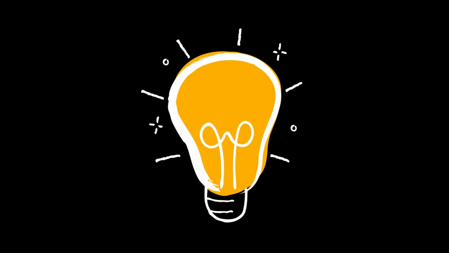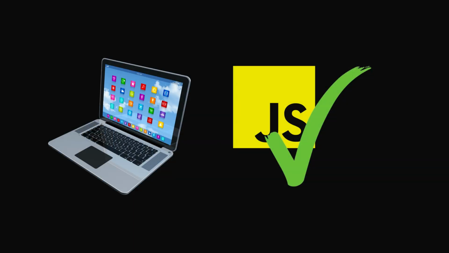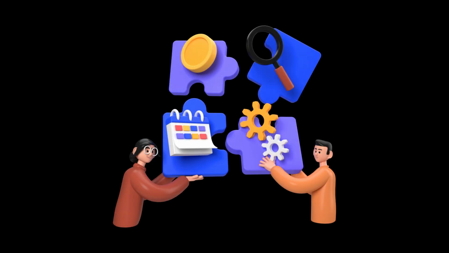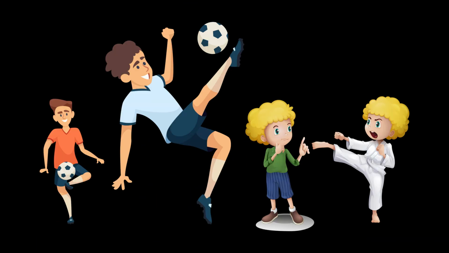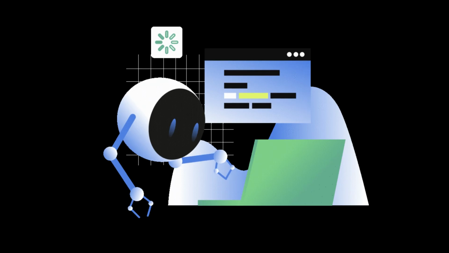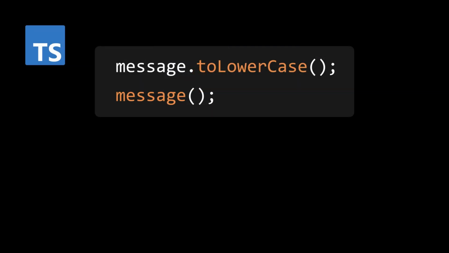Let's take a simple idea and understand why TypeScript is so useful, especially when writing JavaScript. In JavaScript, every value, like a number, a string, a function, or even an object, has certain behaviors. That means we can try different actions on them, and depending on what they are, they might work or they might crash. Let's look at this example.